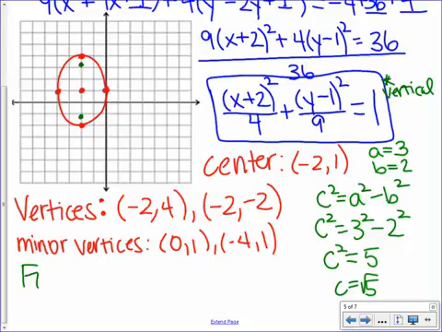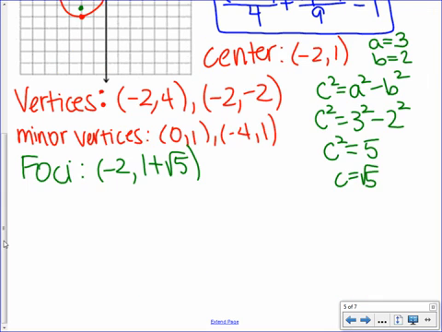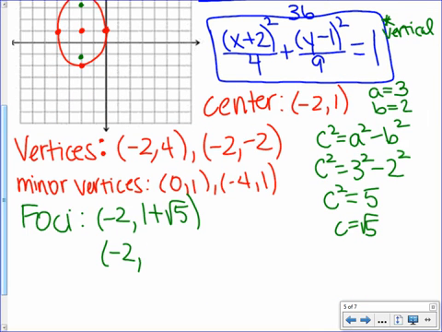And when you go to write those down, we moved vertically. Our x-coordinate did not change. So our x-coordinate stayed as negative 2, but from 1 we went up radical 5, and from 1 we went down radical 5.